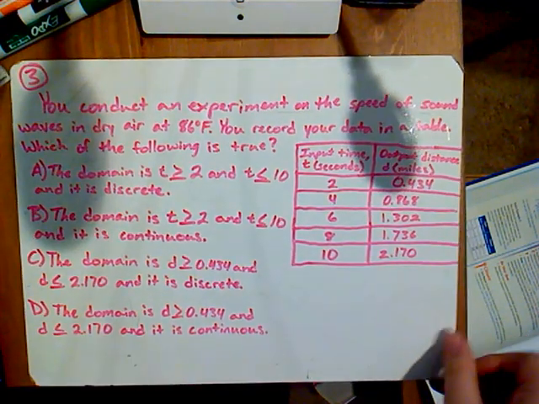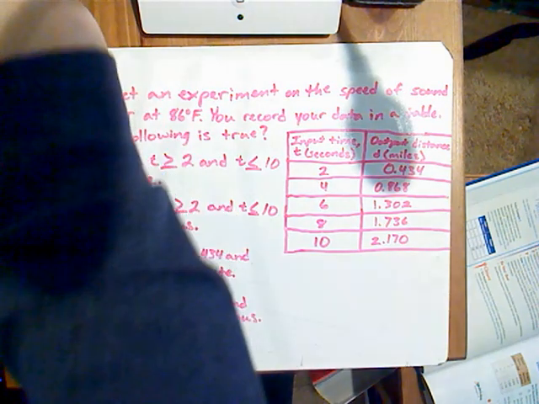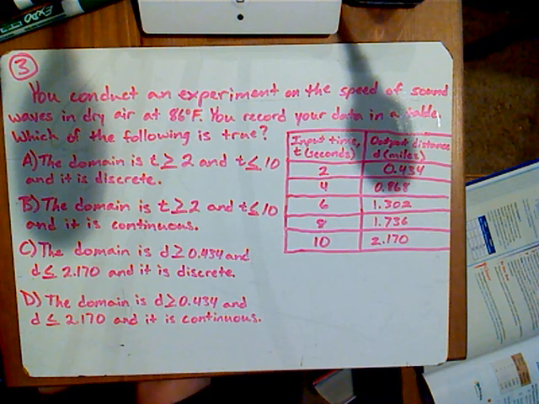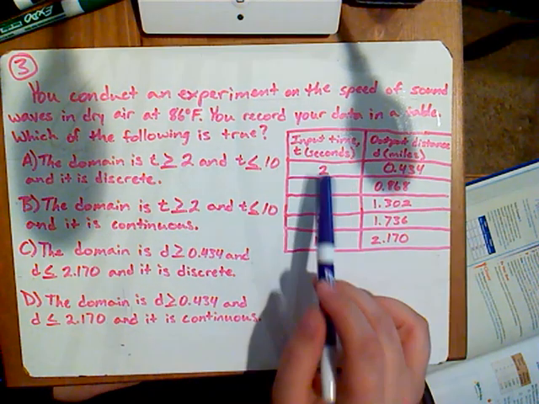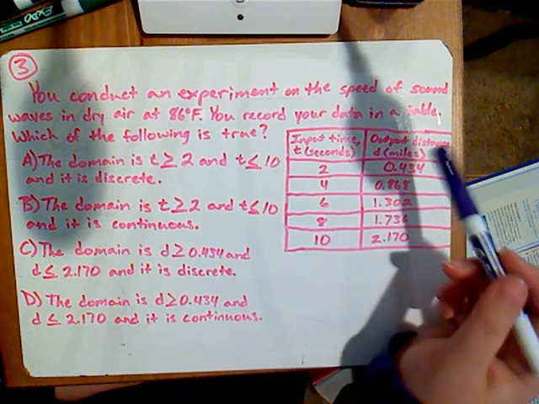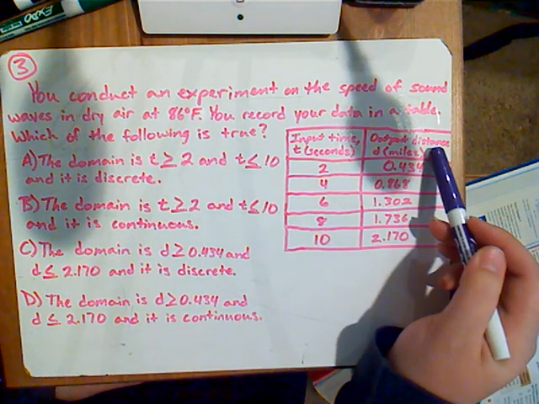Now we also have our third example. Okay, so you conduct an experiment on the speed of sound waves in dry air at 86 degrees Fahrenheit. So you record your data in a table. Which of the following is true? So our table has our input time represented by t, which is in seconds, and then our output, distance, represented by the d in miles.